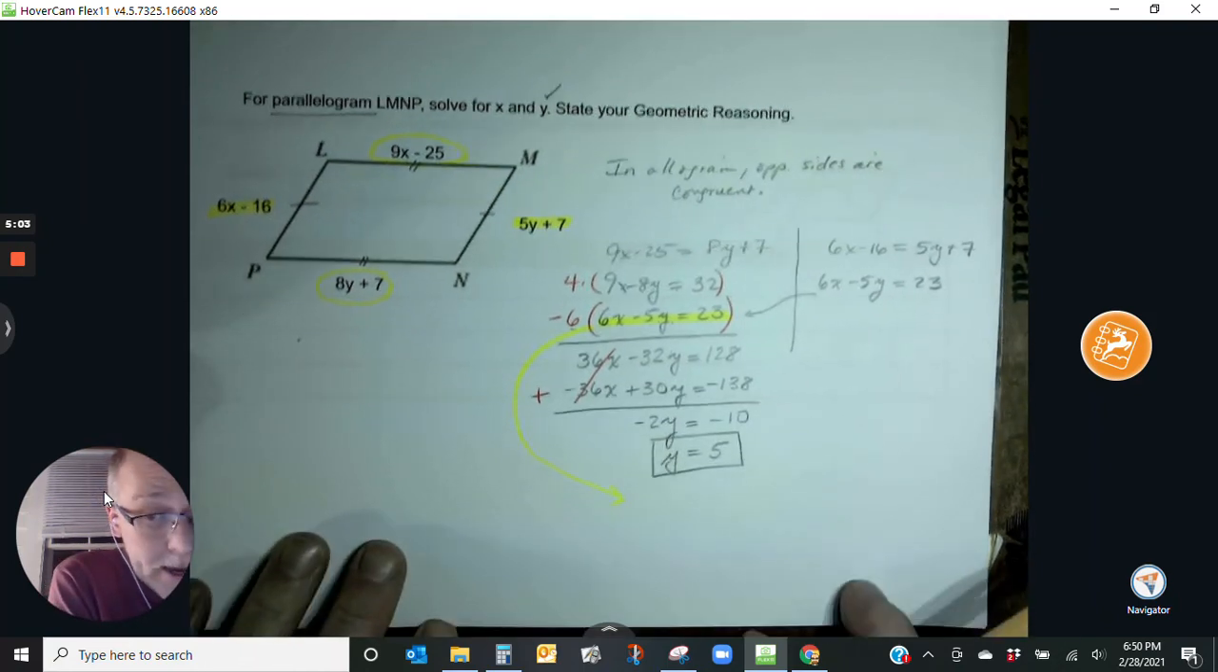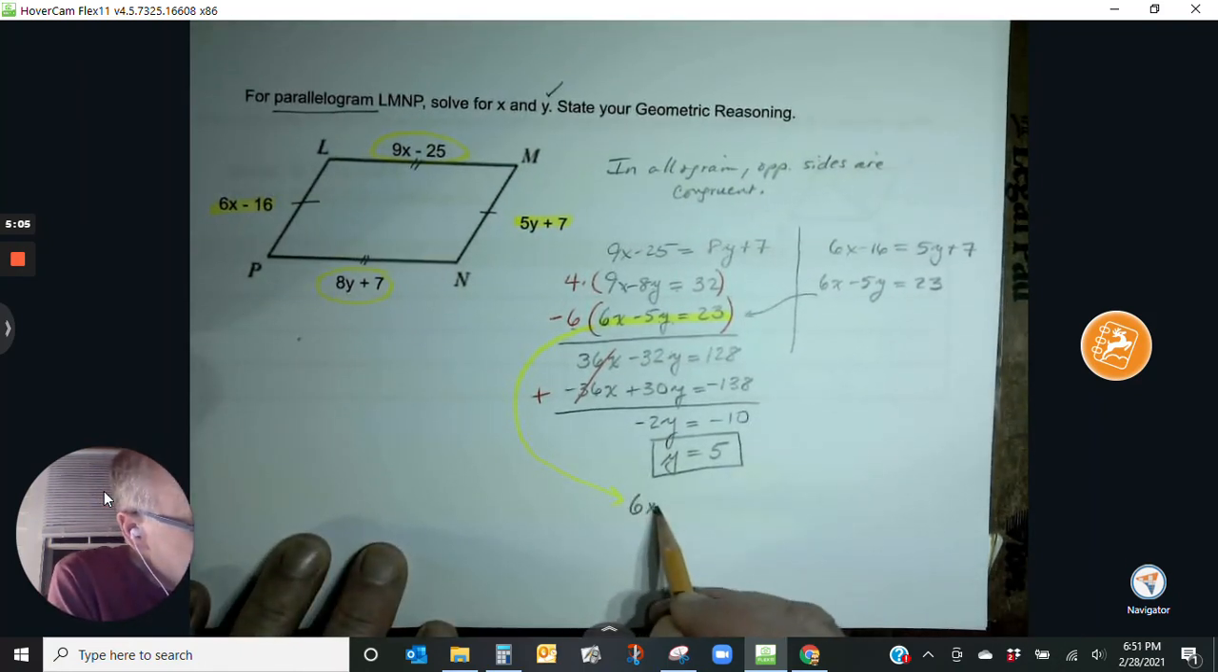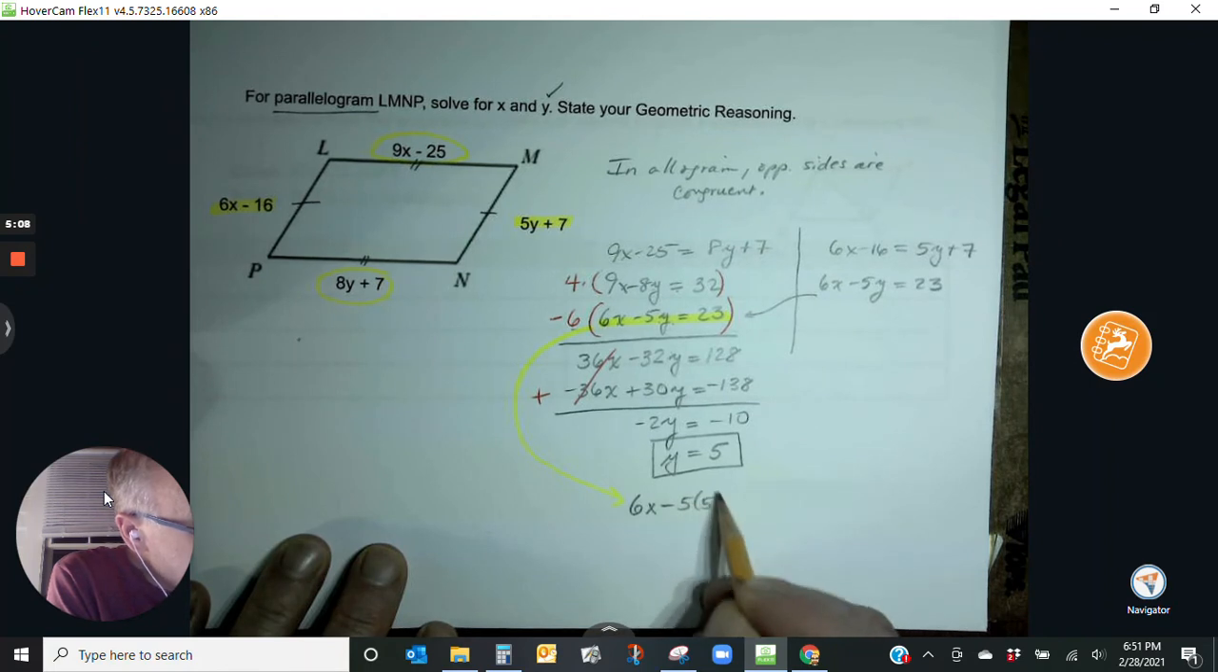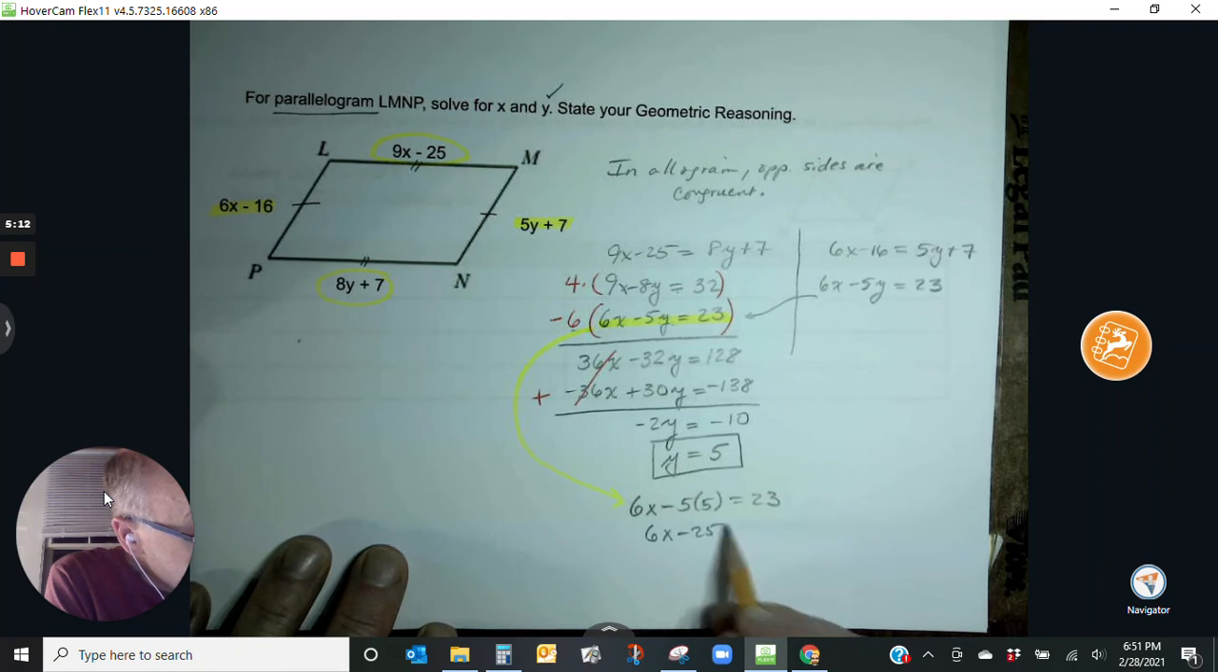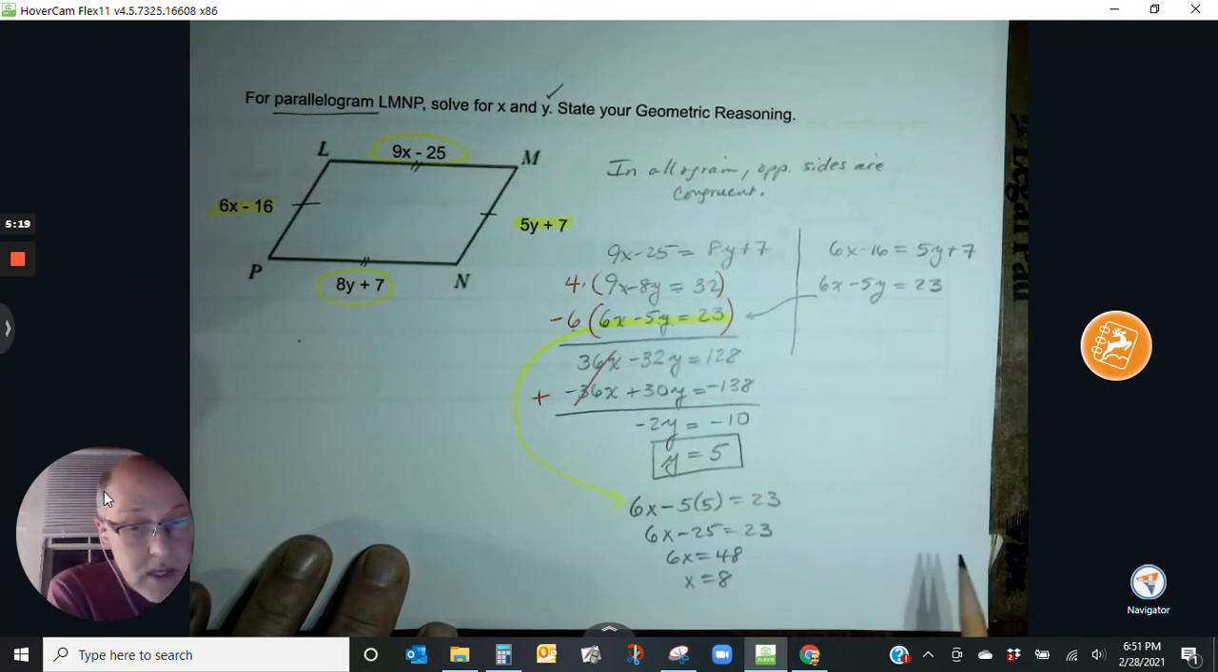And go, okay, 6x minus 5 times 5 equals 23. 6x minus 25 equals 23. 6x equals 48. x equals 8.